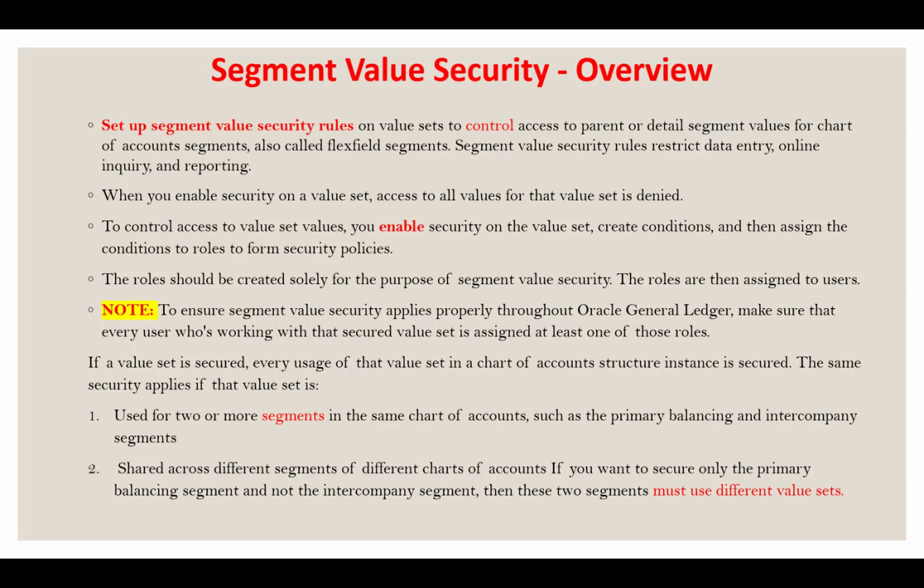If you want to secure only the primary balancing segment, not the intercompany segment, then these two segments must use two different value sets. In this case, you must not share the same value set between the primary balancing segment and the intercompany segment. And also, if you use the same value set across two or three charts of accounts, the security will be reflected in the other charts of accounts as well.